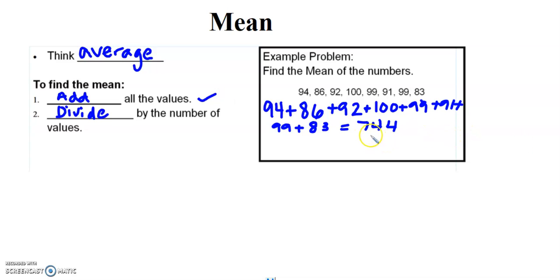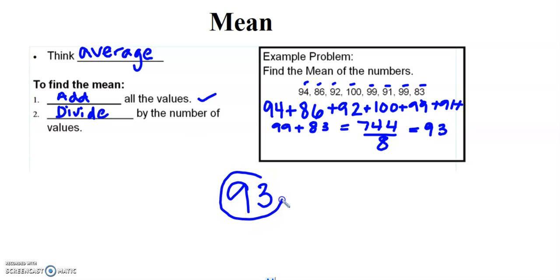Step two is to divide that total number. After you add them all up, we're going to divide by the number of values that we have. So if we count these, we have 1, 2, 3, 4, 5, 6, 7, 8. We are going to divide 744 by 8. And if you type that in your calculator, you should get 93. So my average, or my mean, for this set of values is 93.